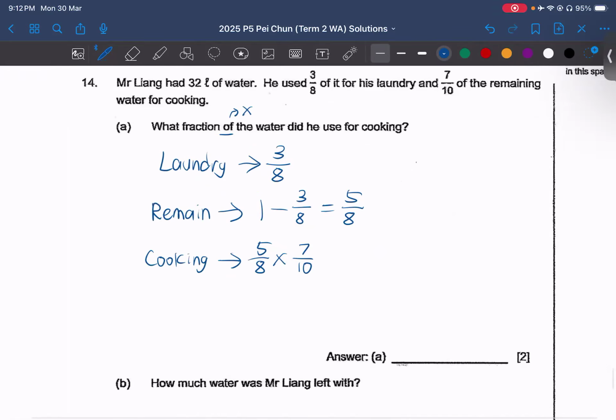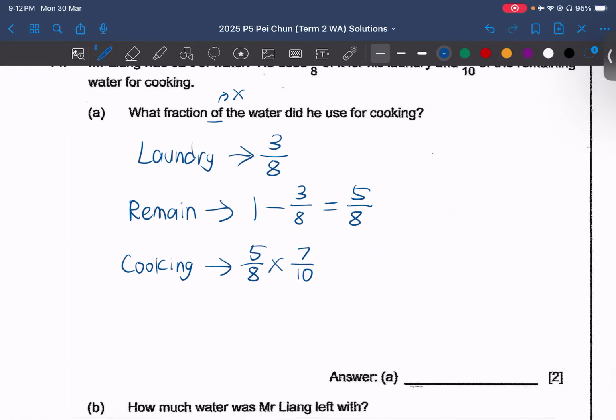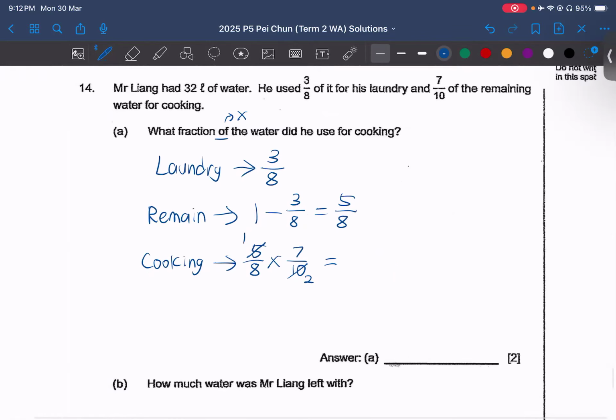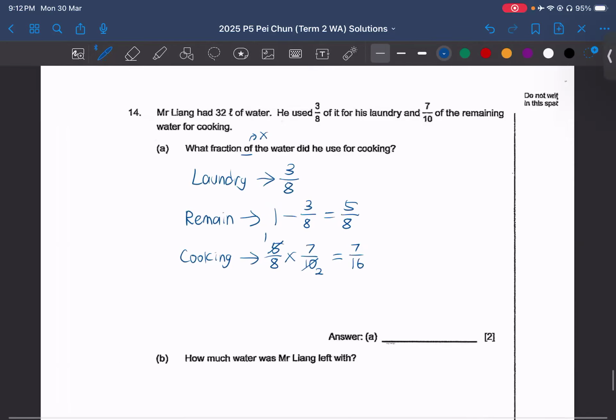Once again, you can cancel the numerator and denominator of the different fractions. So in this case, the 5 and 10 you can cancel. So 5 will become 1 and the 10 will become 2. So what we are left with is 1 times 7 over 8 times 2, which is 7 over 16. So the fraction of water used for cooking would be 7 over 16.